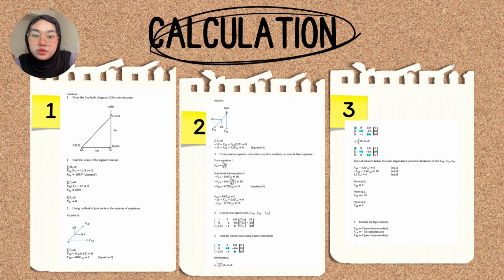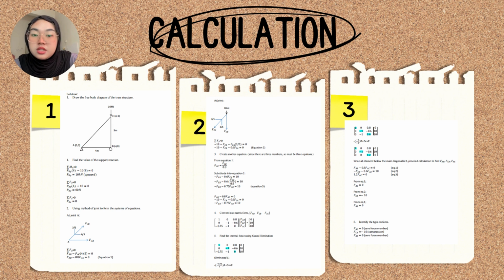When we arrange it into matrix form, we can proceed with the Gauss elimination method to find the internal force of this truss structure. For this method, we have to make sure all the elements below the main diagonal are 0. When an element is not 0, we have to eliminate it. As you can see, negative 0.75 and negative 1 are not 0, so we have to eliminate them using the C row. We use the formula and insert it into the calculator.